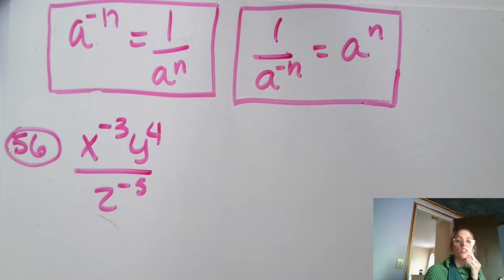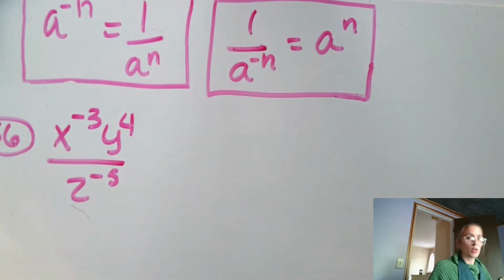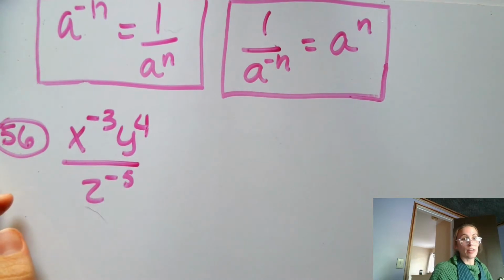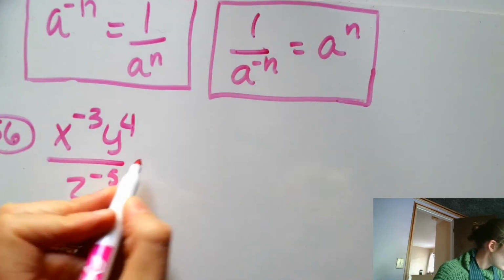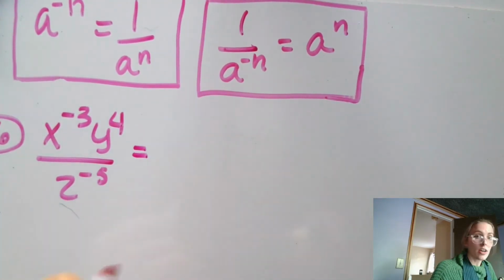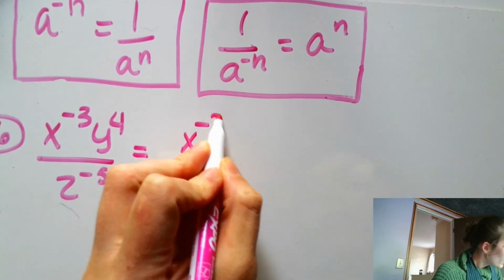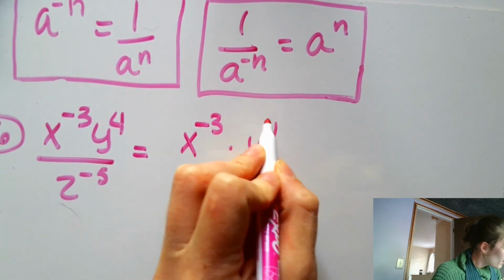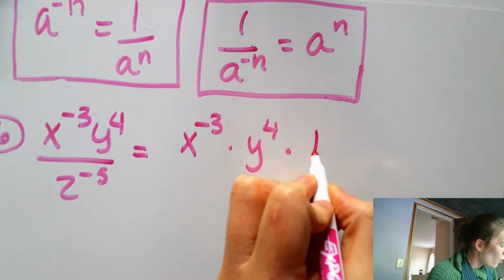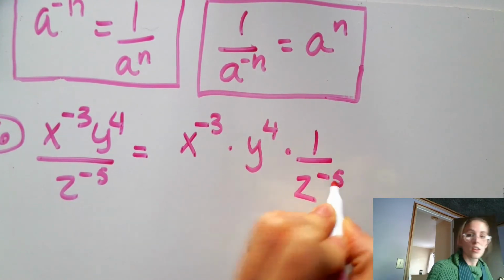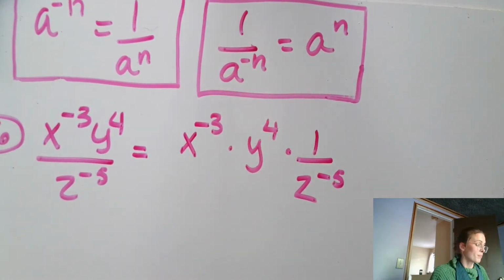So another way to look at this is to actually rewrite this first. Remember, the goal is to have no negative exponents. So we can rewrite this fraction here as x to the negative 3 times y to the 4th power times, and then division is the same as multiplying by the reciprocal, right? 1 over whatever you have in the denominator. So times 1 over z to the negative 5th. So we can rewrite that that way.